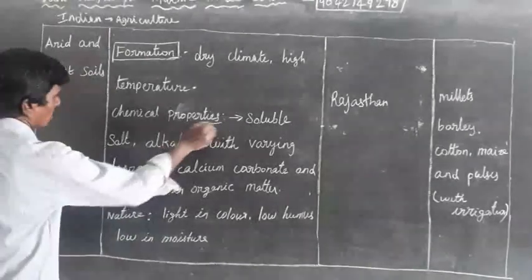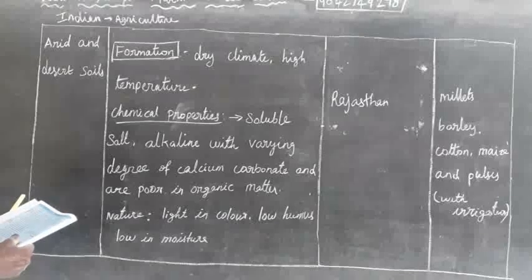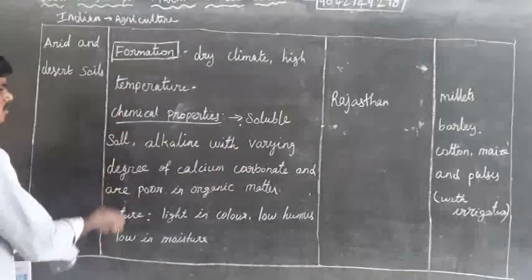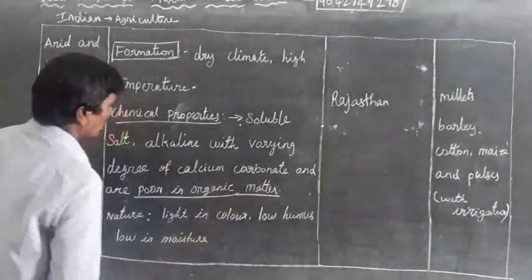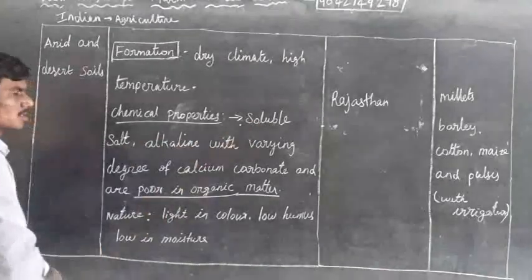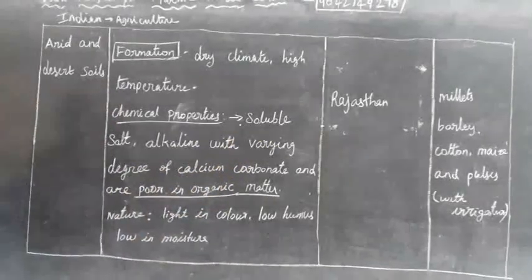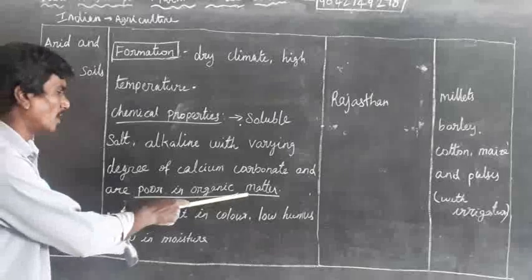Next, the chemical properties: they contain a high percentage of soluble salt and are alkaline, with varying degrees of calcium carbonate, found in desert soil. They are poor in organic matter.